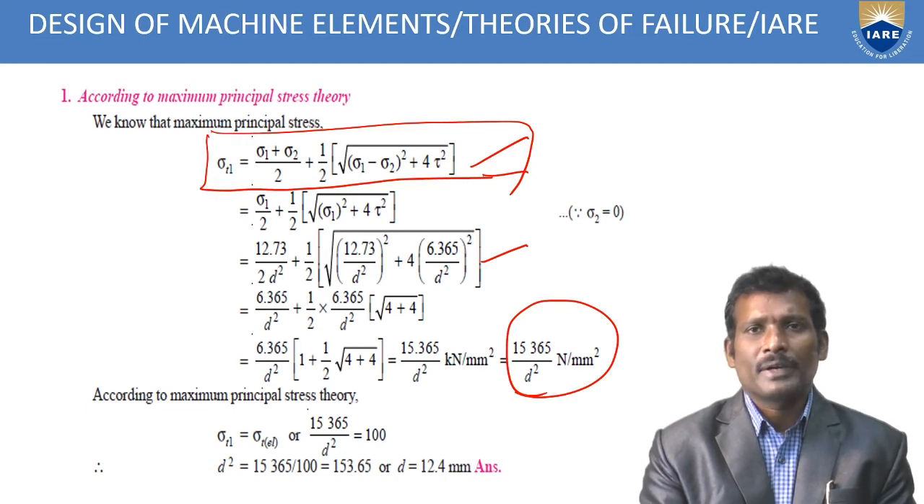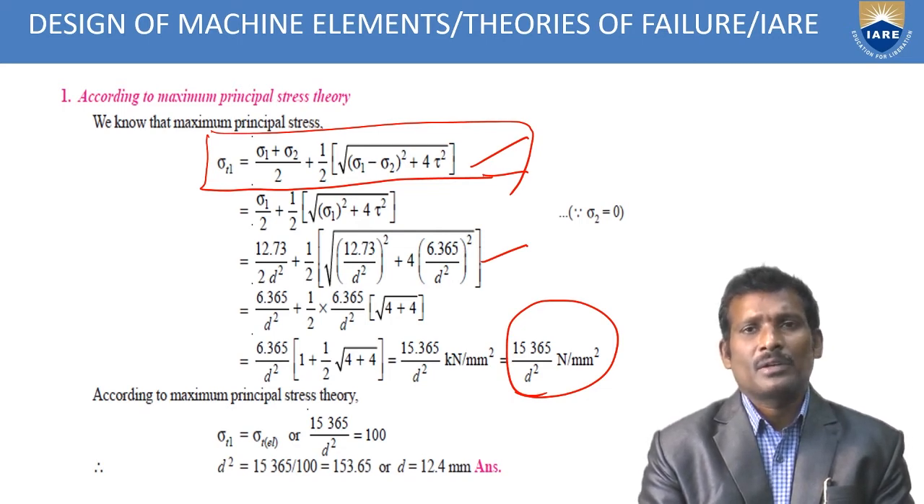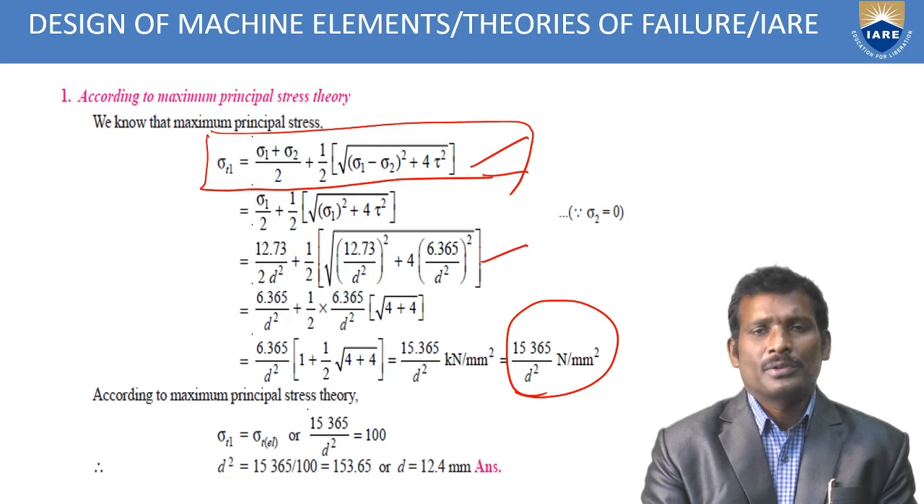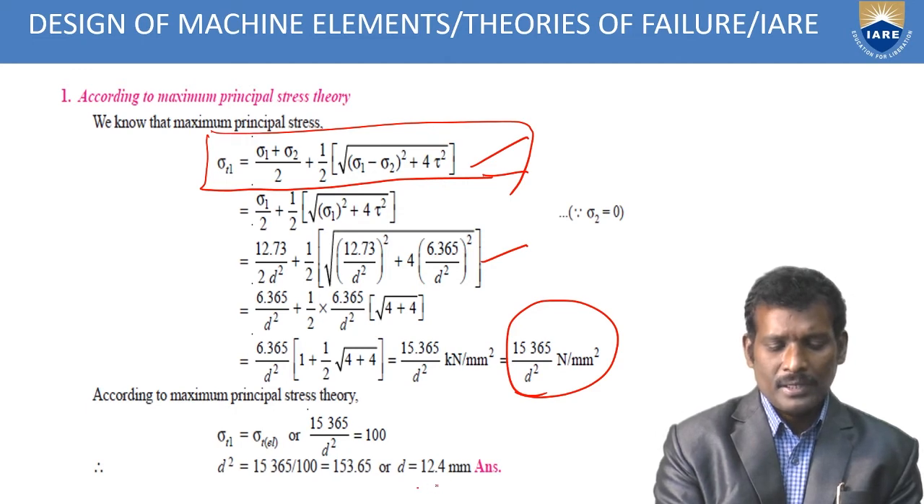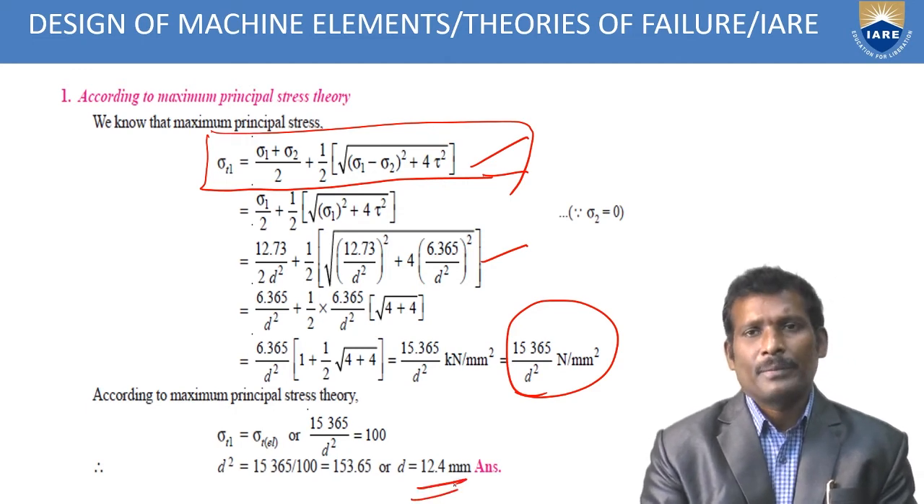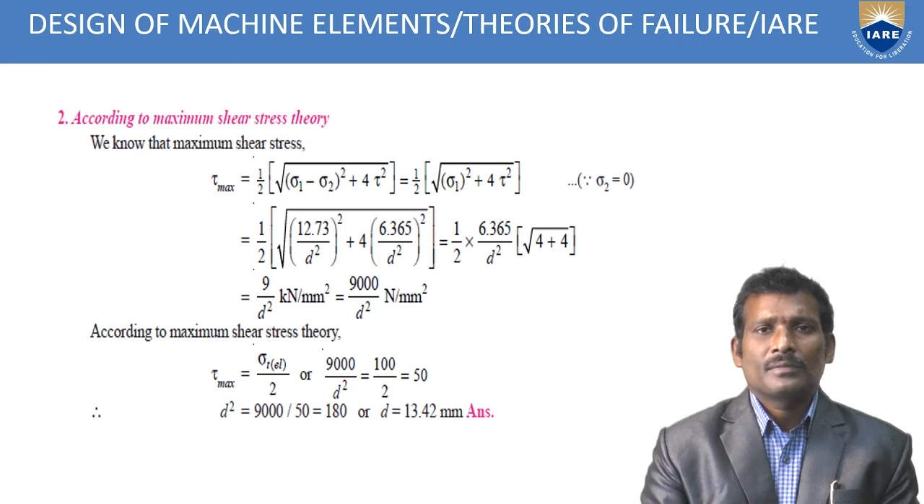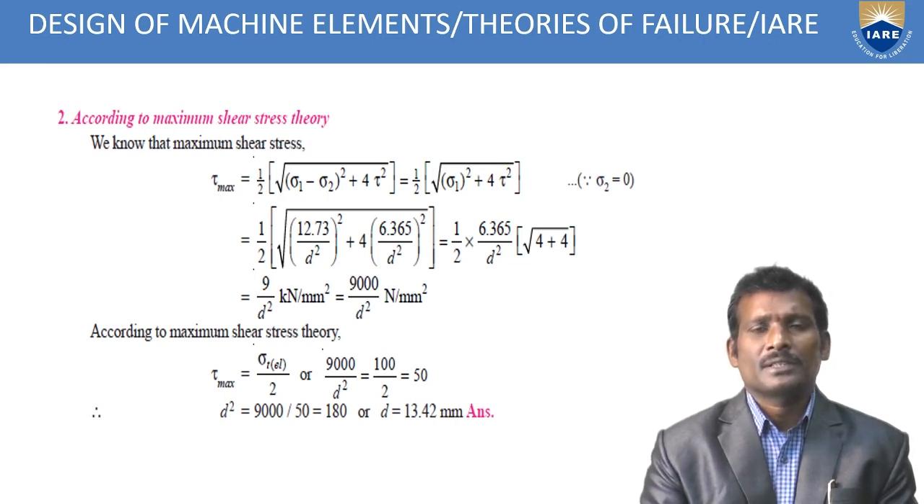In our problem, the given permissible tensile stress value is 100. Clear? So equate this value to the permissible value. So you will get the diameter of the bolt according to maximum principal stress theory. So you will get 12.4 mm. Similarly, apply the second theory, that is the maximum shear stress theory.